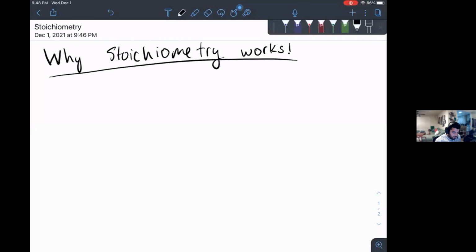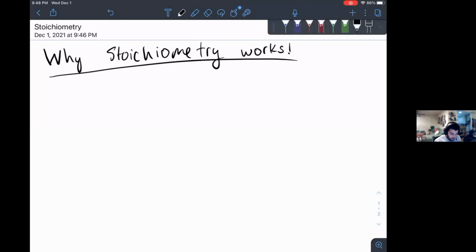Hello, hello. So today we're going to talk about why stoichiometry works. I think this is a basic principle that we deal with, and I think it might be better if we clarify why we do the certain operations we do, why we do the certain conversions, and why we have the certain parentheses that we have.